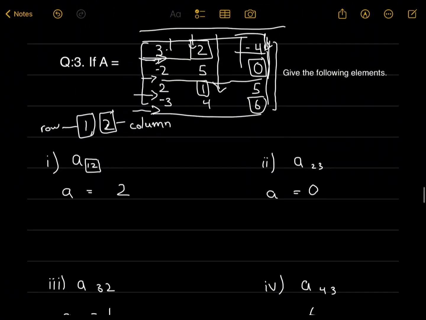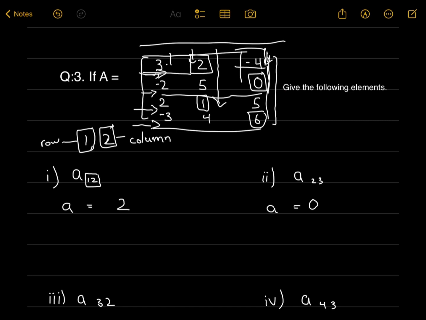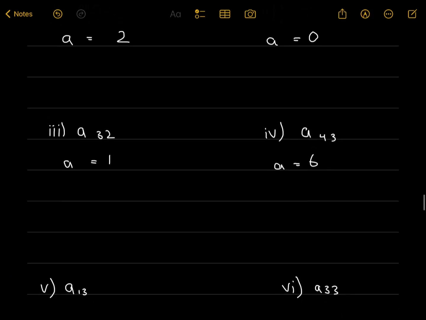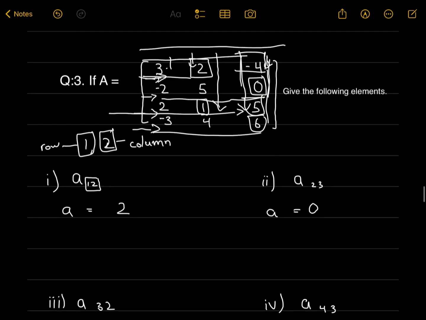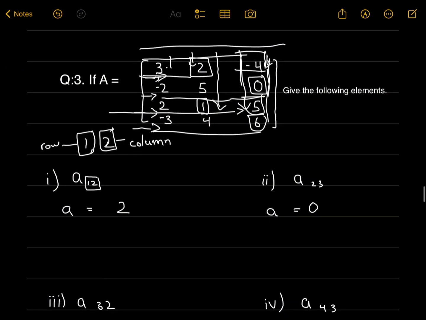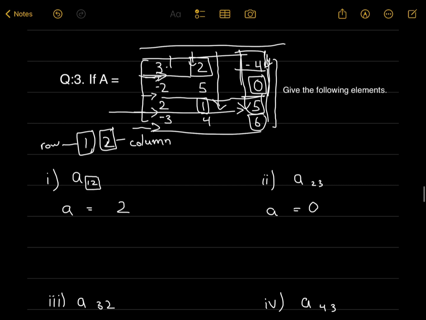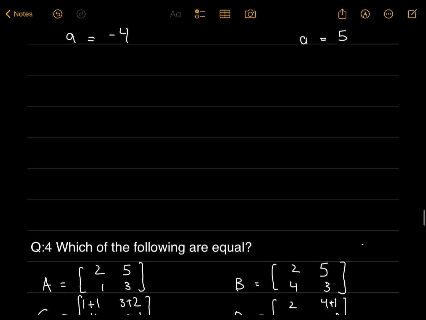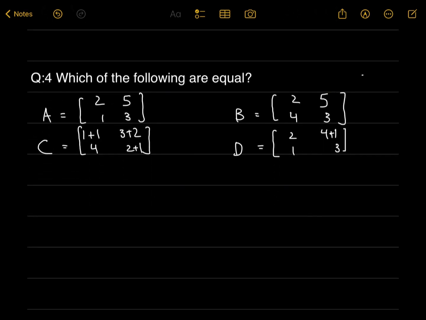The last part is A33, which is present in the third column and third row. That's 5, of course. So A33 is equal to 5. So you got these values here. This is more like finding a location on a Google map. So this is the end of this question. Let's move on to question number 4.